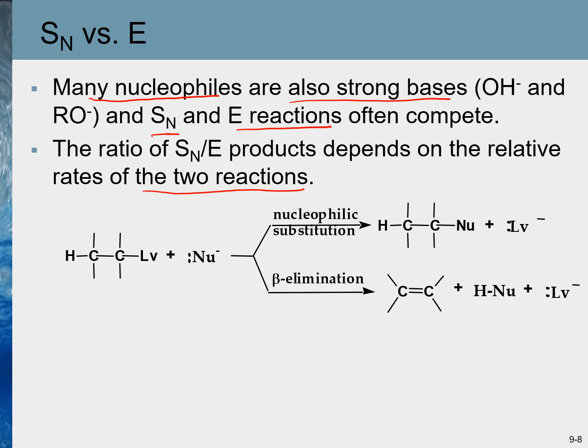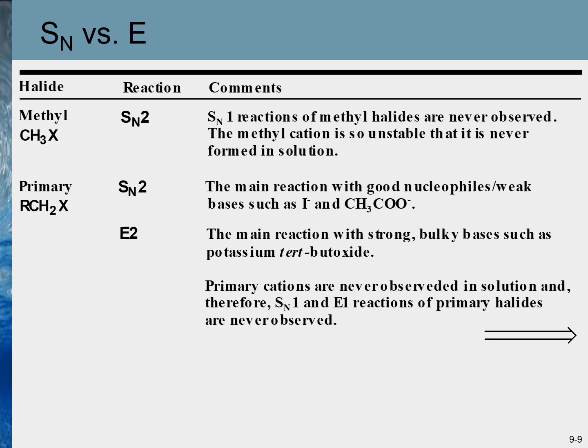So in this section, we will try to understand under what conditions elimination will be preferred and under what conditions nucleophilic substitution reaction will be preferred. In case our haloalkane is a methyl haloalkane, the only possible reaction will be SN2. Elimination will not be possible, either E1 or E2, none of those two reactions will be possible. Similarly, SN1 will also not be possible.